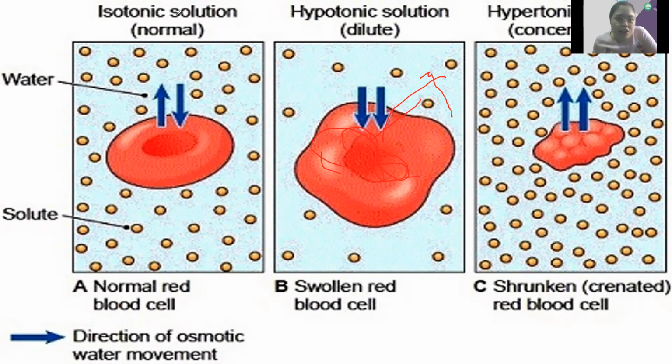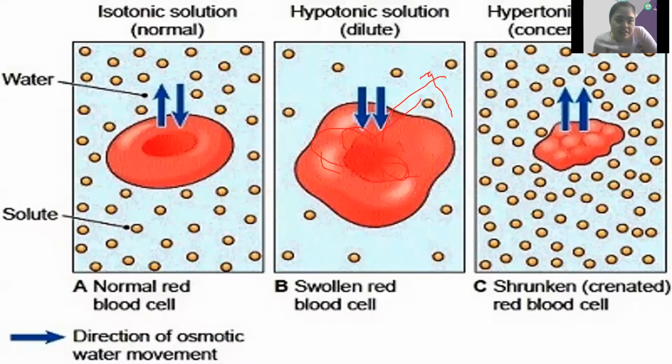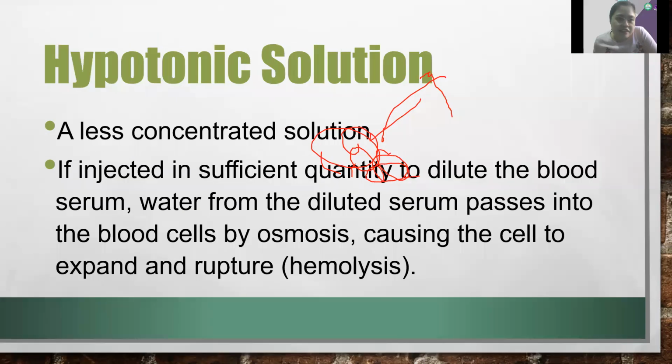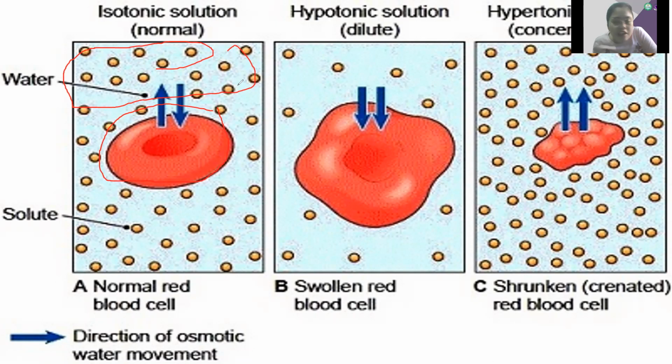But if we inject only an isotonic solution, when you say isotonic solution, it has the same solute as that of the blood. So the number of solute in the blood and the number of solute inside the cell are equal. So it will not really trigger osmosis. So nothing will happen to our cell. We will just have normal red blood cells compared with this one.